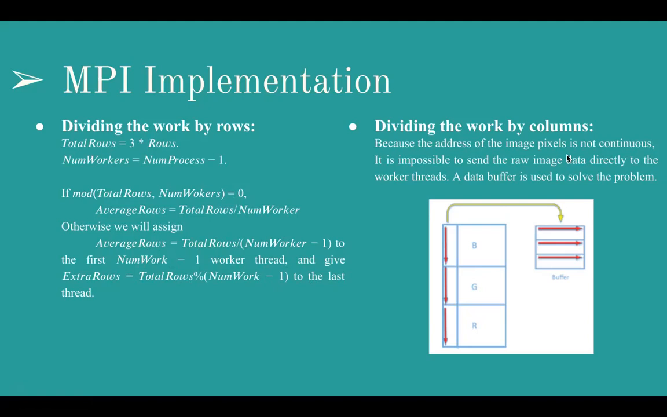For columns, because the addresses of image pixels are not continuous, it is impossible to send the raw image data directly to the worker threads. So here, a data buffer is introduced to solve the problem. We get the data used for each thread and reshape it into a special form, like shown here. The work later will be similar to dividing the work by rows.